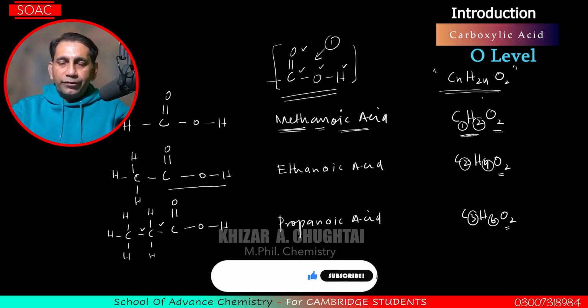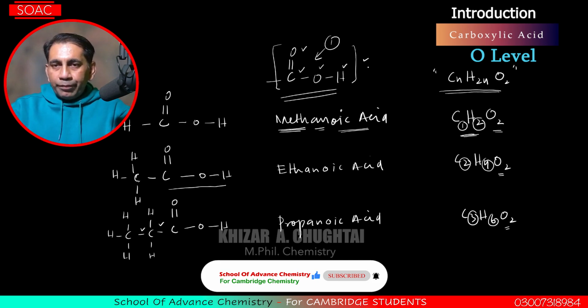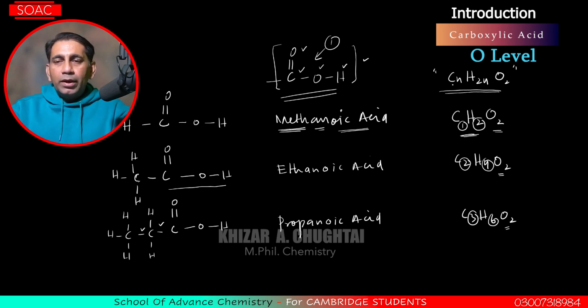This is the general formula of carboxylic acid. Any carboxylic acid that has only one COOH group, I mean one carboxylic group, has the general formula CnH2nO2.